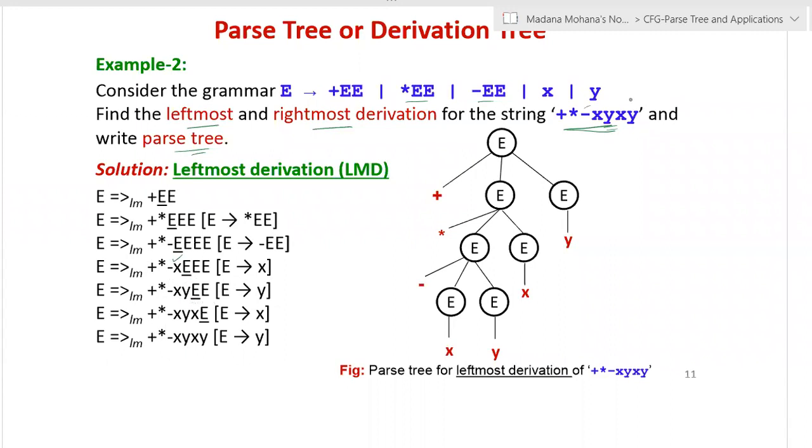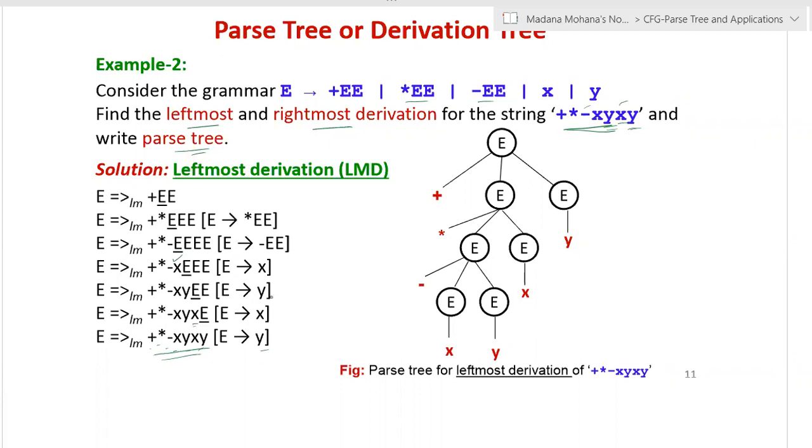After x y, again it starts with x. Here we have two variables, E and E. So the leftmost E you need to replace by x. Now E is replaced by x. Then we have only one variable. After x, what we want is y. So E is replaced by y. Now finally you can see the last step of the derivation: plus, asterisk, minus, x y x y. This is your required string. So this string is derived by using leftmost derivation.